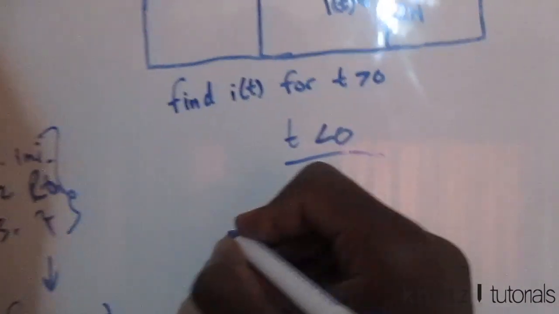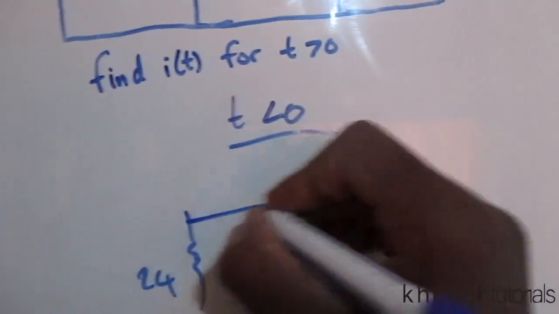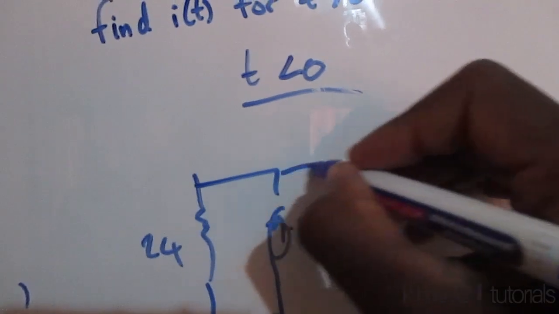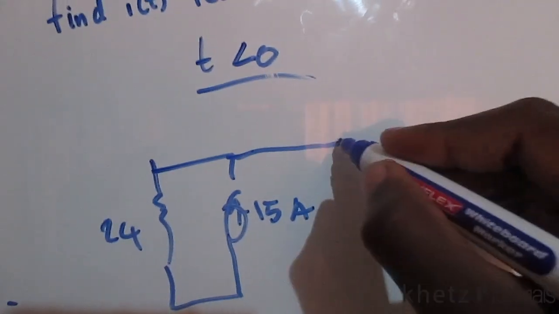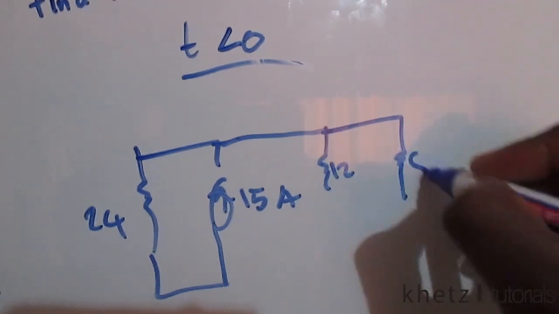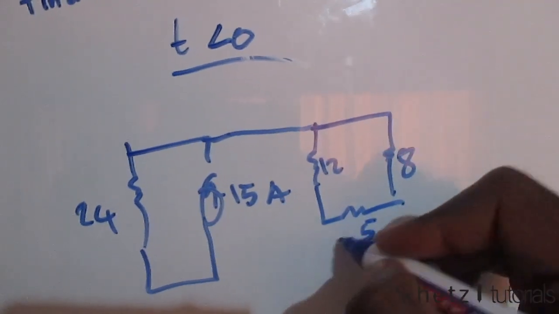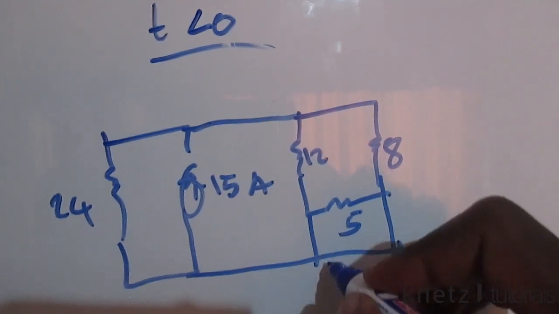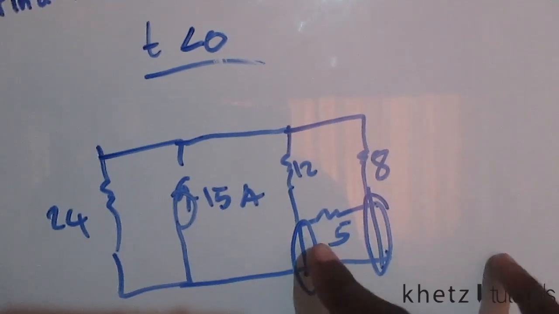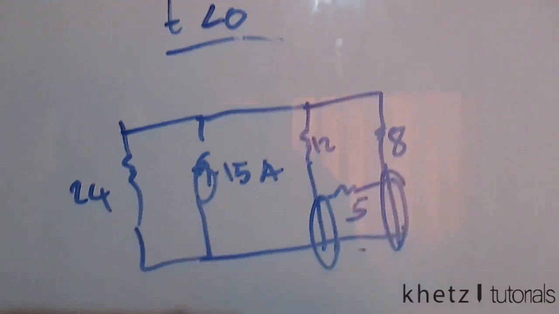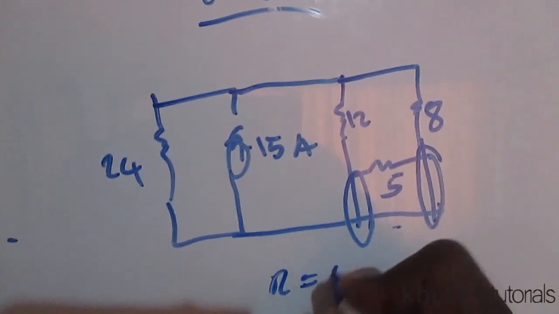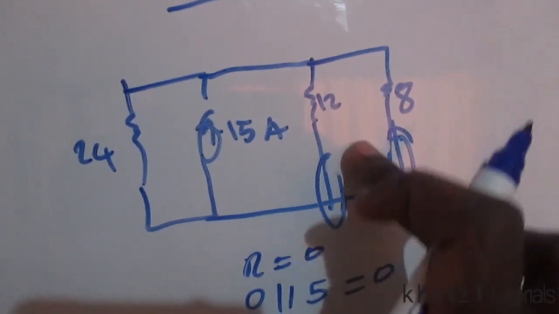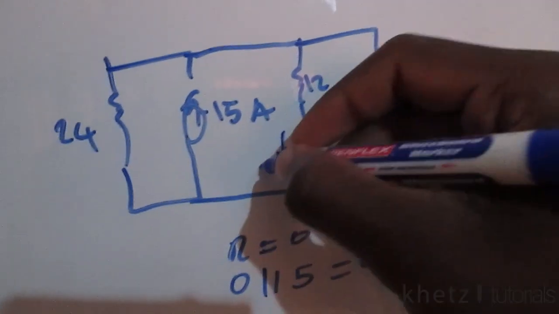At that point, we had a circuit like this. We had our 15 amperes over here, we had that closed, then we had our 12, our 8 over here, our 5, and then a short circuit. Now that we have a short circuit here, you can see that this 5 is in parallel with a short. A short has a resistance of 0, so 0 in parallel with 5 will give us 0, which means this collapses, and this is all we have. And our i is indicated over here.